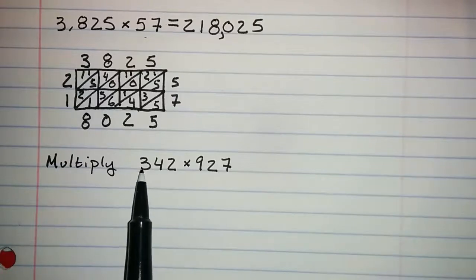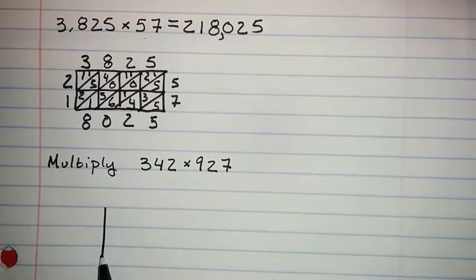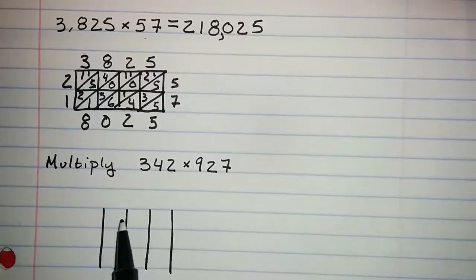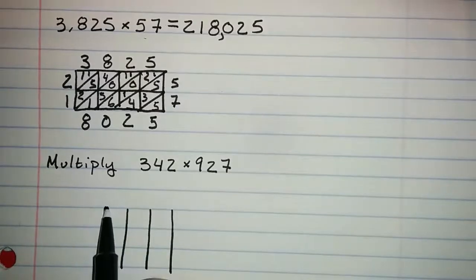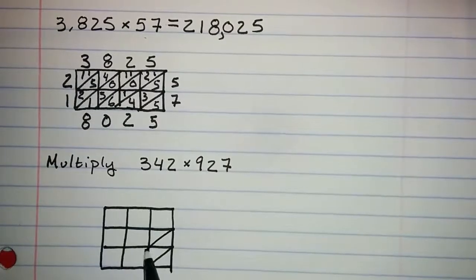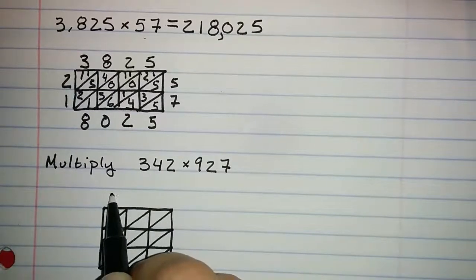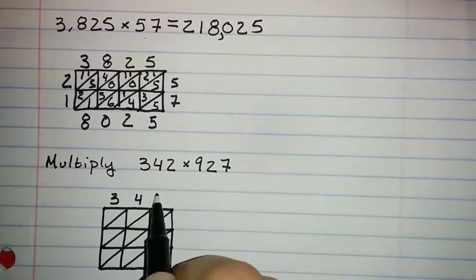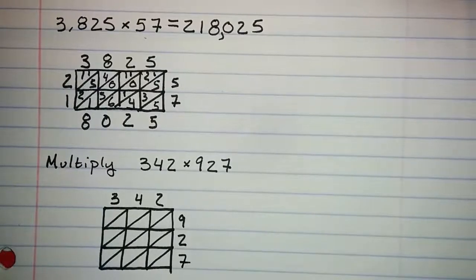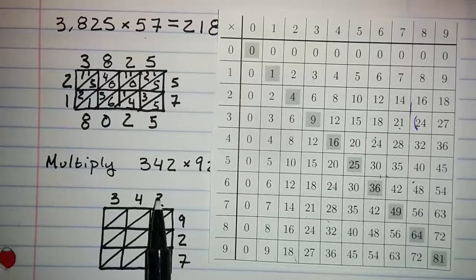Okay, so I have 3 digits in each number. I need to draw my box with 3 columns. 1, 2, 3 columns, right? That requires 4 lines. And 3 rows. Now I fill in the diagonals, and I write my numbers 342, 927. And now I'm ready to multiply.